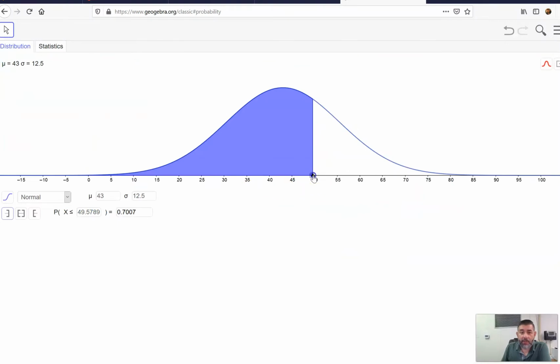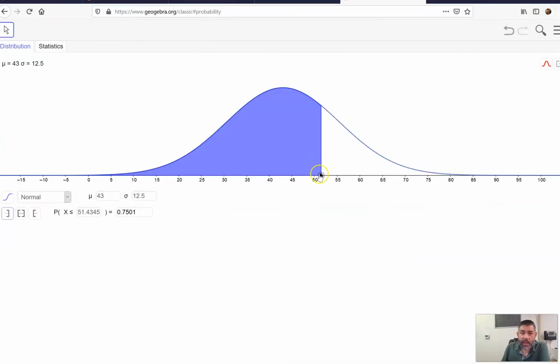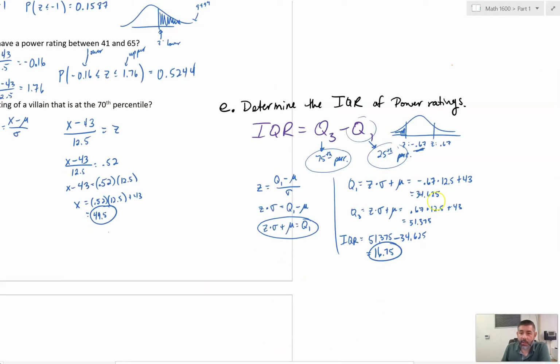So what I would do here is find the 75th percentile first. I got 51.43. All right, I would write that down. That's my Q3, 51.43. And then I would go to my 25th percentile. Oh, I like that. That's a good one right there. 34.56 or 57. I would write that down, like I did here, 34. And then I'd subtract those to get my IQR.